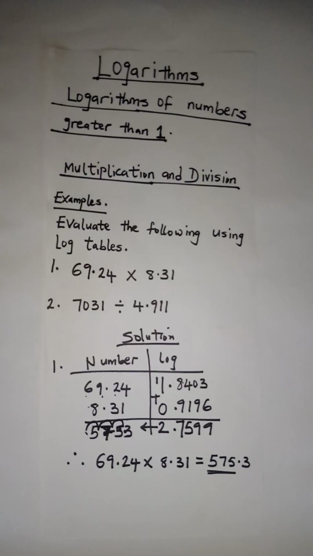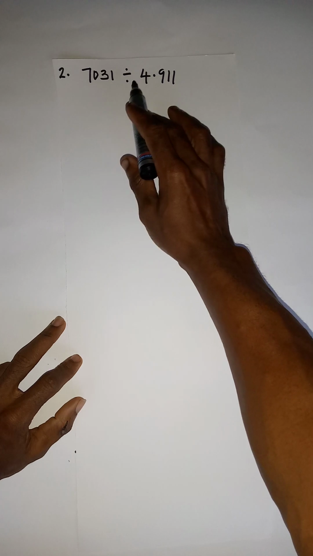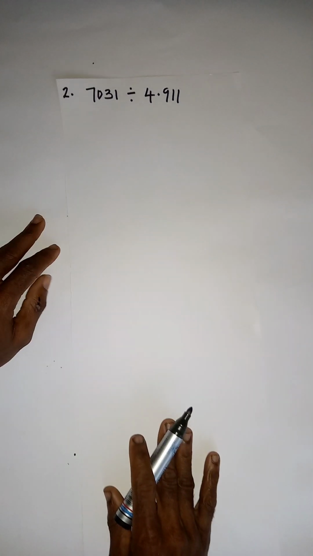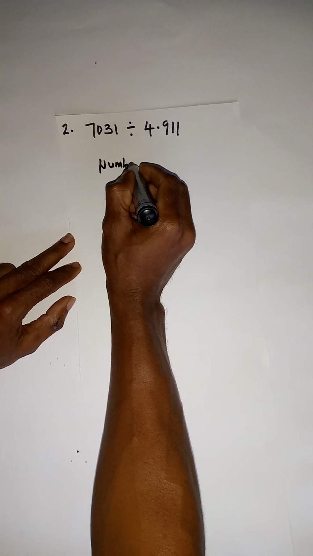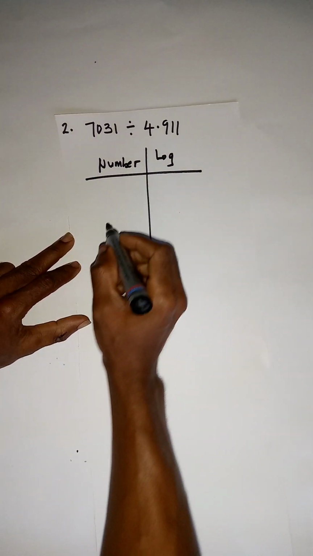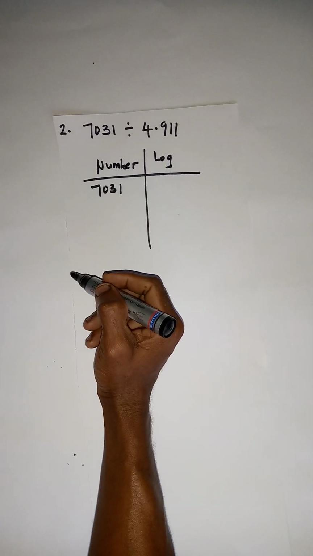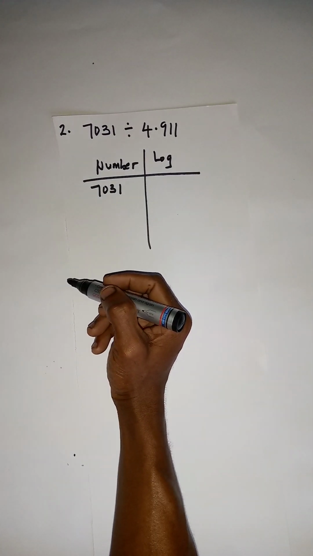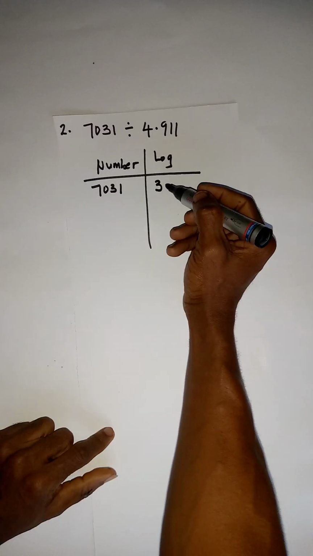Quickly, let's check out the second question. The second question said we should evaluate 7031 divided by 4.911. Again, we have our number and we have our log. So the first number here is 7031. There's no decimal, we have 4 numbers. So 4 minus 1, we have 3 point.